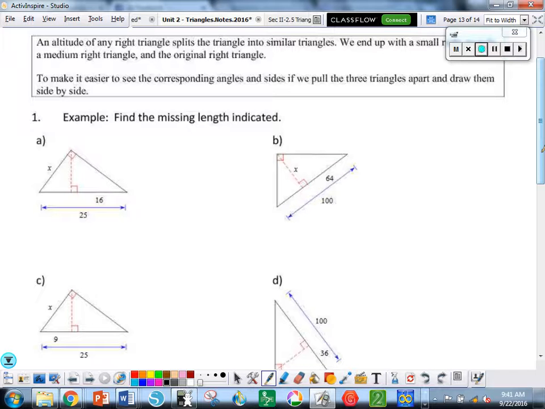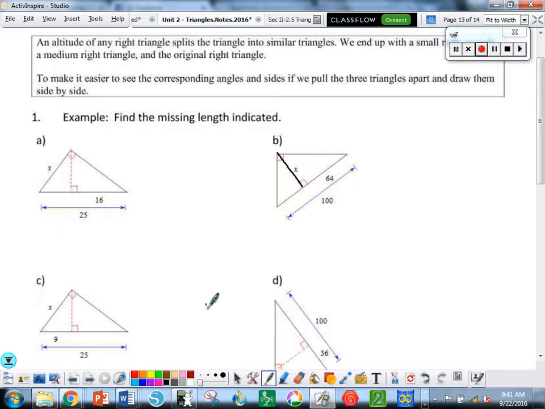We also talked about an altitude. We paid very little attention to it, but just as a reminder, an altitude is a line that starts at the vertex and it hits that opposite side at a 90-degree angle. It's also the height of the triangle. Now when I draw the height of the triangle right here, it splits the triangle up into pieces.